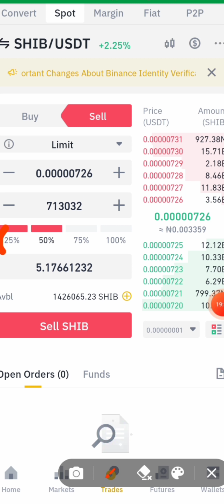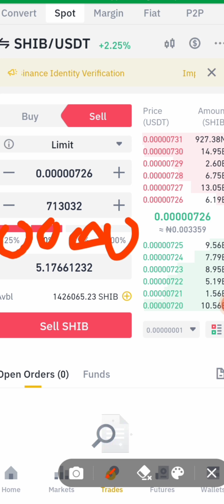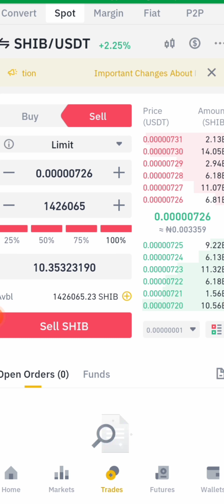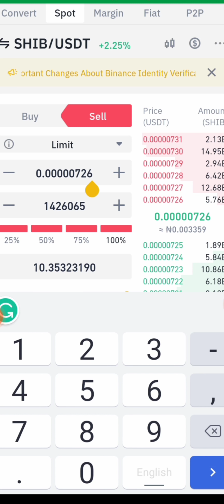You see some percentages displayed here: 25, 50, 75. So if you want to sell all, just click 100%. If you don't want to type the amount that you want to sell here, or buy in terms of buying. Now, what is going to happen is that we've clicked 100%. I want to sell everything. Now, if we click sell, the same thing is going to happen.